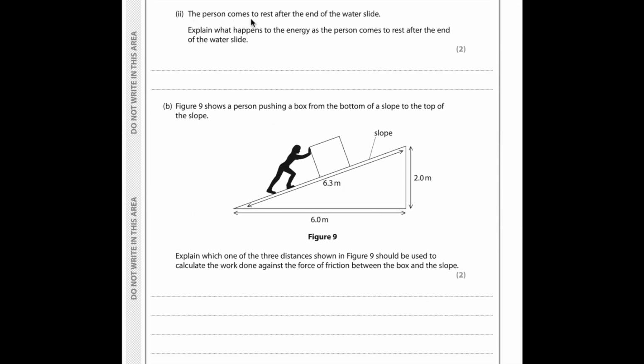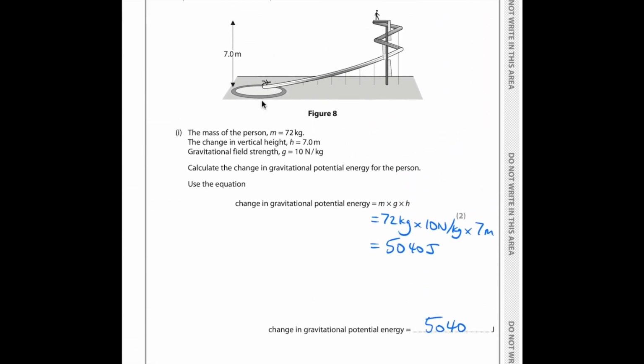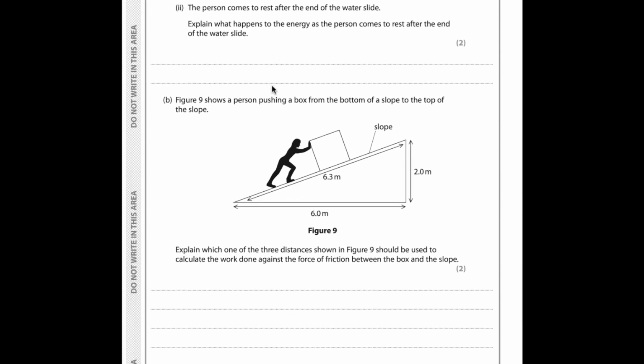Part 2. The person comes to rest after the end of the water slide. Explain what happens to the energy as the person comes to a rest after the end of the water slide. Let's just have another little look at that picture. Well, they're just going to splash into the water. So their kinetic energy is going to get transferred into sound energy and heat energy, and that'll go to the surroundings. It's always the same pattern. Kinetic energy gets transferred to heat and sound energy to the surroundings.